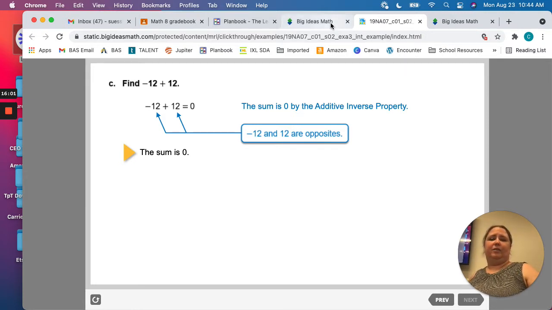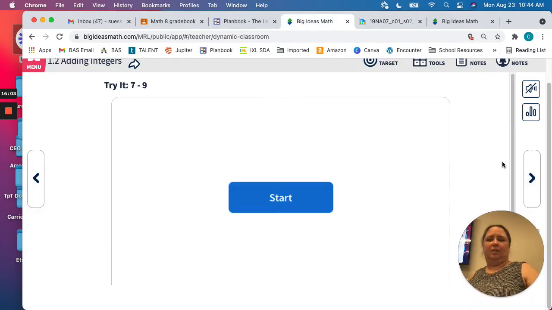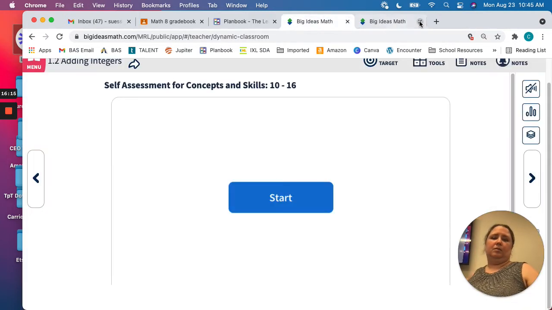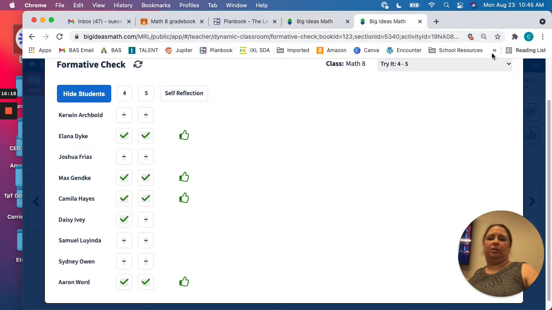All right, 7th grade. You may do the try-its and self-assessment all the way through 16. So continue right now, number 7 all the way through 16. We will do our last example here in a little bit.